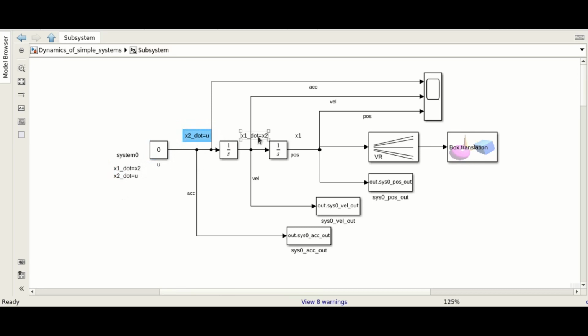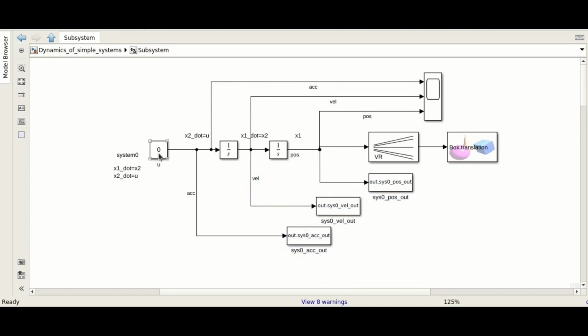So this is the system equation, this is the input u, this is x2 dot equal to u, x1 dot equal to x2 and this is x1. This is the acceleration, this is the velocity and this is the position. This is a VR block. It helps in intuitive understanding of the movement of the system. These are the two workspace blocks which are later used for plotting the graphs.